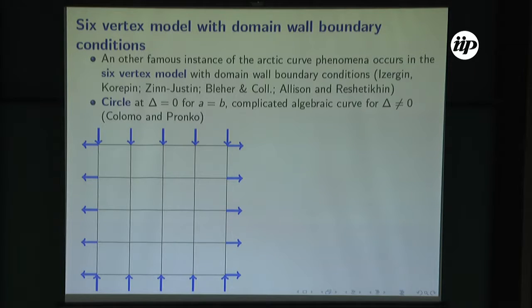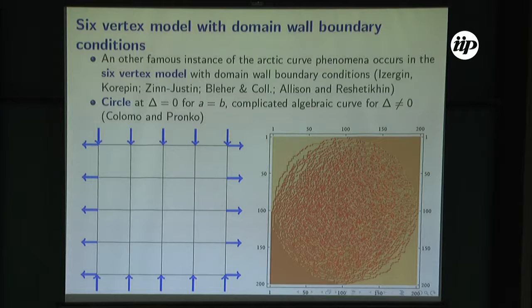Okay, so what happens is that the configurations are very constrained, and actually if you run a Monte Carlo simulation, for example, we did that using this code here, the vertices are frozen in the corners again on this domain of the square lattice, and they can fluctuate only inside a circle. That you can prove for the free fermion case, delta equals zero of the six vertex model, and a equal b. For other cases, there is a conjecture that you can get this curve again for delta different from zero, but it's very complicated. Actually, it's not even an algebraic curve in general. This was conjectured by Colomo and Pronko.